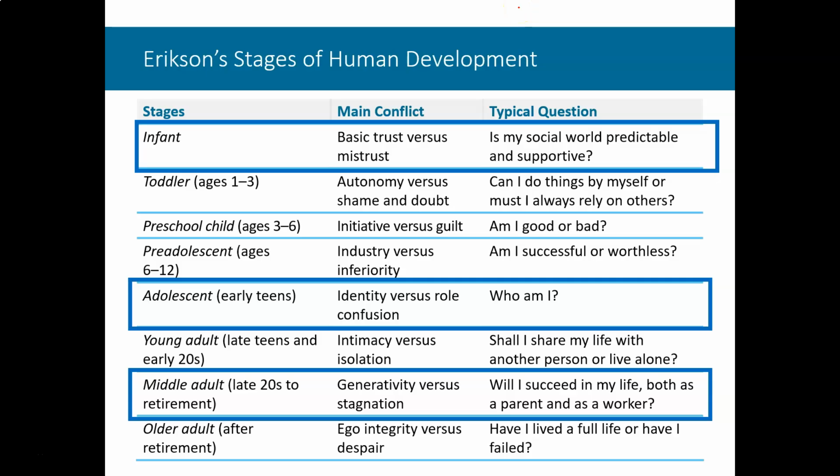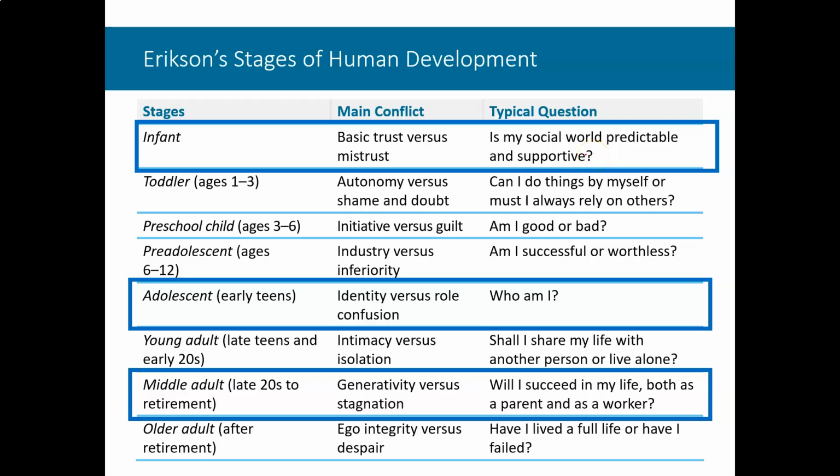All right, so these are the eight different stages of human development that focuses on social and emotional development. We're going to focus in this lecture on the 3 ones that are boxed in blue. So we're going to be focusing on the infant, the adolescent years, so early teens, and then middle adulthood. And so you'll notice at each stage, and I'm going to focus on the ones that we're going to be covering in this lecture, basic trust versus mistrust is a conflict, and the question or the conflict they're trying to resolve or answer is: my social world predictable and supportive?